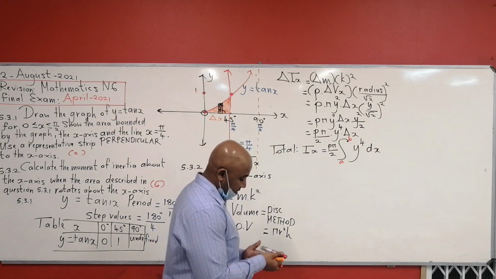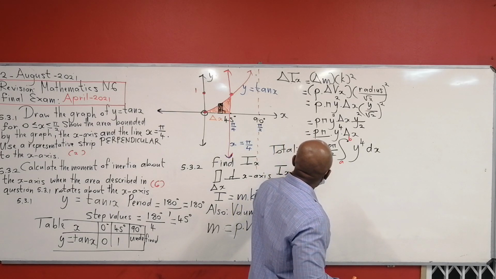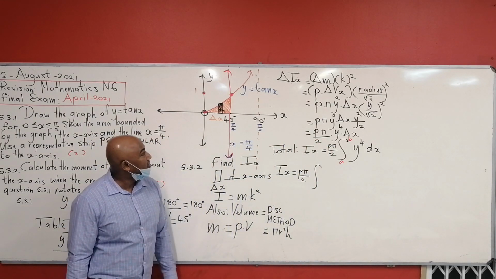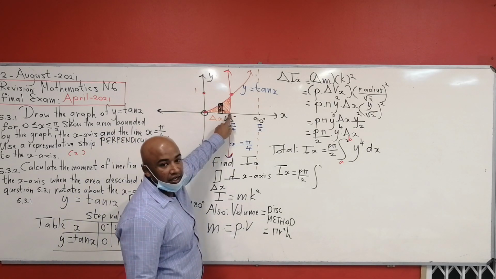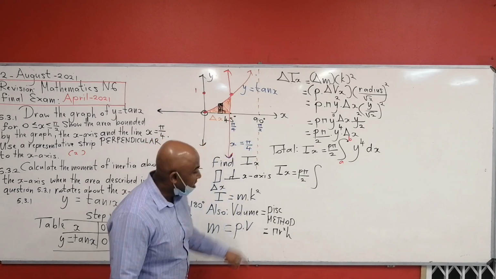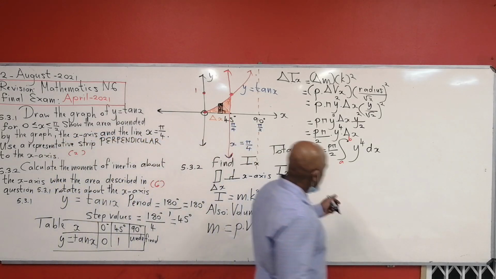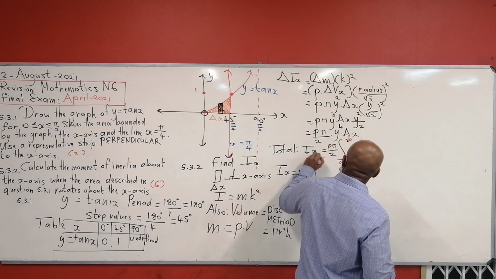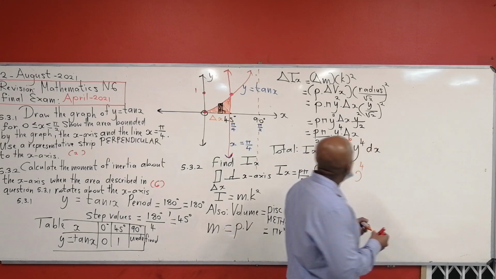Okay, now, so we know our Ix is equal to rho pi over 2. What's our b and what's our a? Where does this area begin? It begins at 0 and it ends at 45 degrees, but in this case we're going to be using radians. We don't use degrees whenever we are doing integration, it's always radians. Right, so now this is going to be pi over 4, 0, that's y to the power 4.